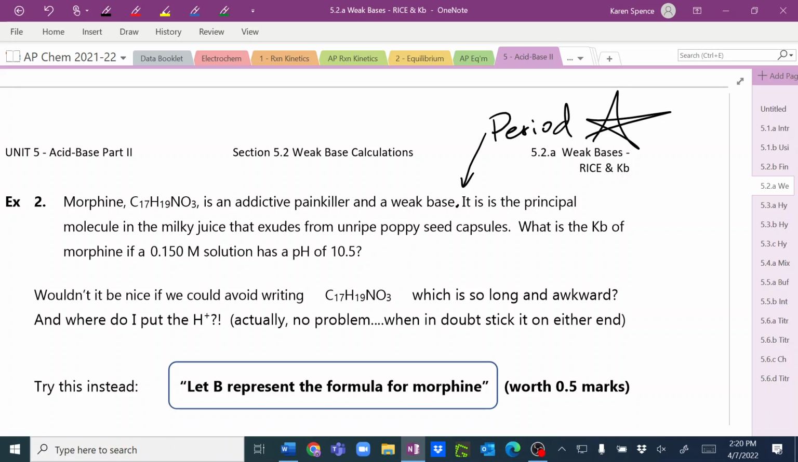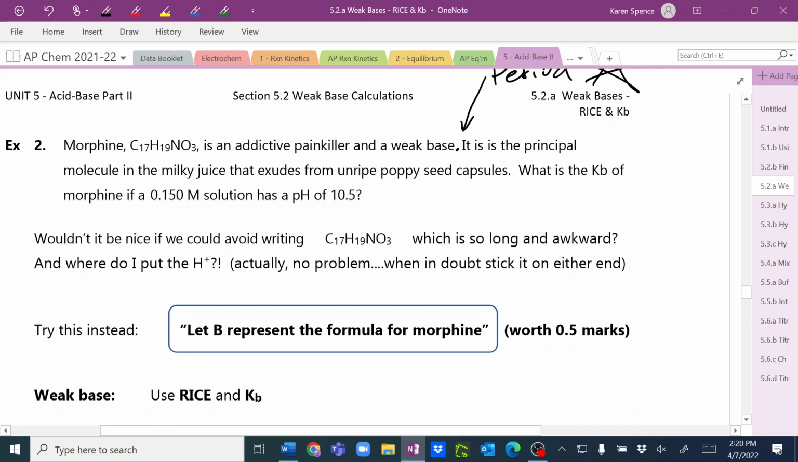Now, wouldn't it be nice if we could avoid writing C17H19NO3? Wouldn't that be nice? Because nobody wants to write that. Ugh, where do I put the H? Actually, no problem. When in doubt, you can just stick it on the end if you have to. Okay, yes?